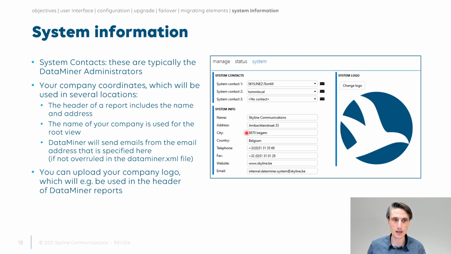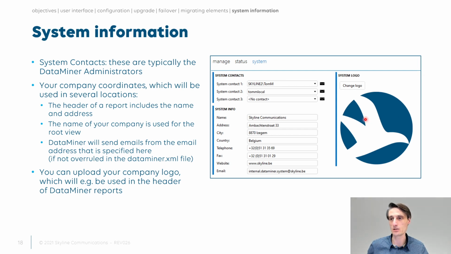And another one that I want to mention is the email address that is specified there. The email address, that's the from email address when DataMiner is sending emails. Well, there is actually a possibility to overrule that in the DataMiner XML. But if you type in here info@skyline.be, the emails will be sent from info@skyline.be. If you don't want that and you want it to be sent from, like, noreply@skyline.be, you can actually overrule that in the DataMiner XML. And then the contact details remain here with info@skyline.be. The emails will be sent from noreply@skyline.be.